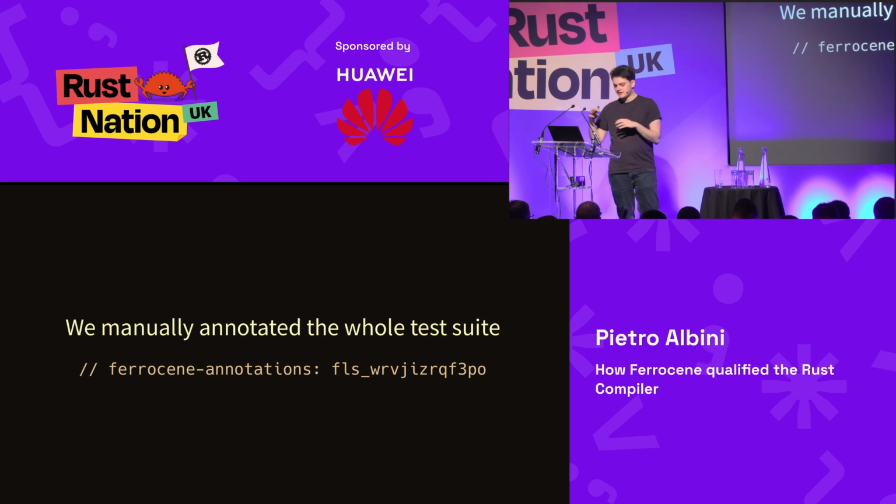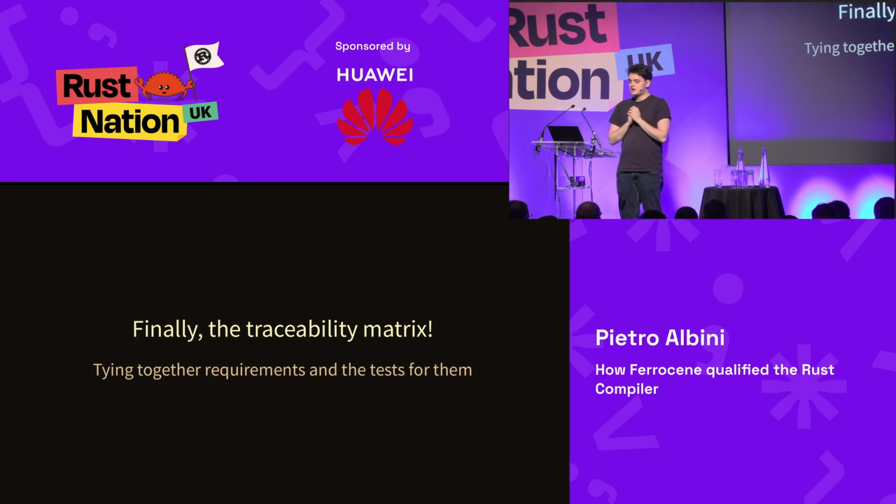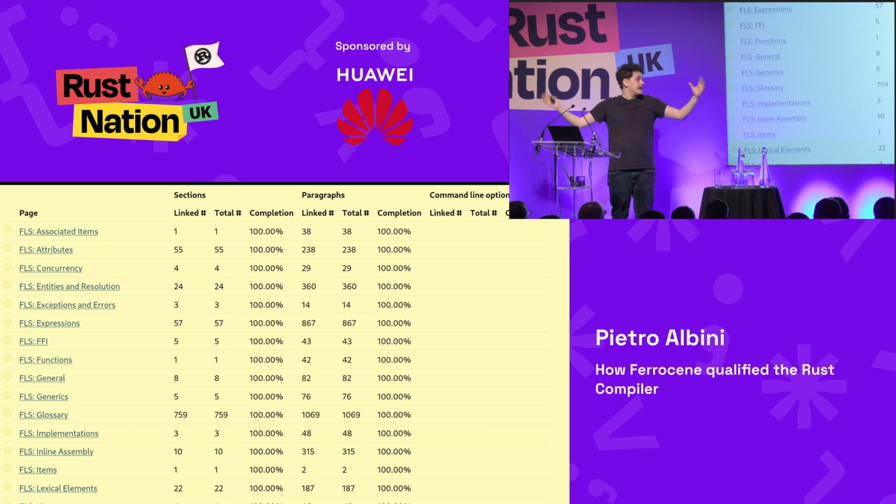And so at that point, we had a full list of requirements, a whole test suite with annotations, and we needed to merge it together through the traceability matrix. And the traceability matrix is a document that merges the two information together, and for every single section, ensures that you have good test coverage.